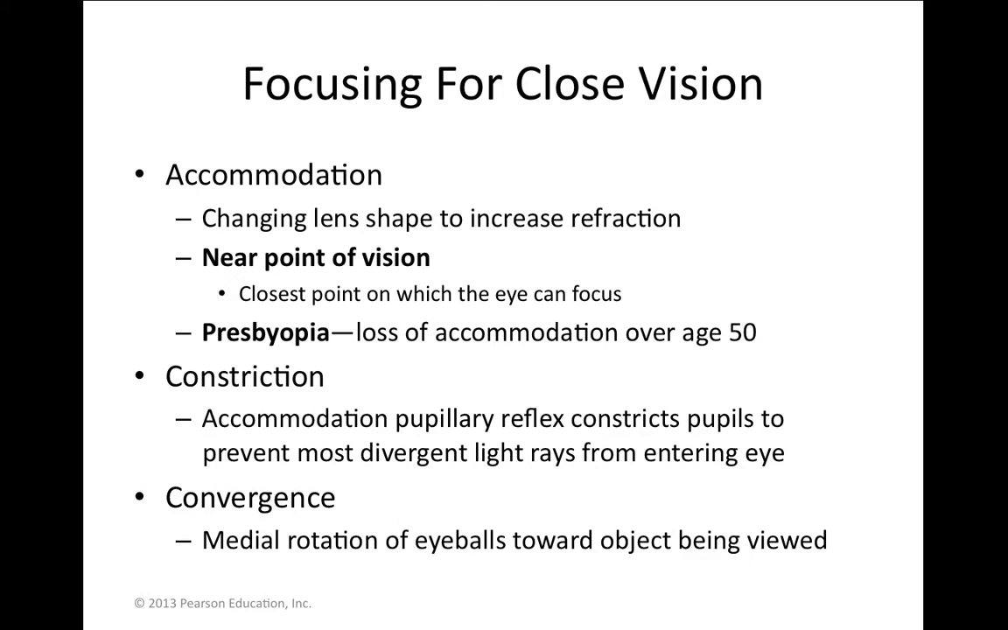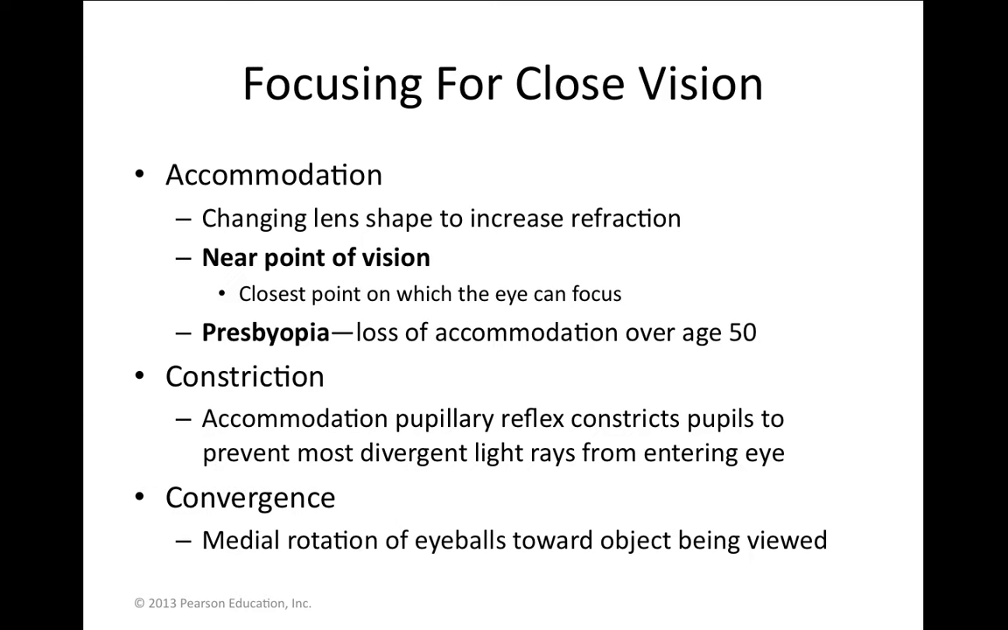Okay, the next would be constriction. So accommodation of the pupillary reflex constricts pupils to prevent more divergent light rays from entering the eye. Essentially, this would be scatter. Photo waves that are going to distort the image and create blurry words or blurry images. So if you don't constrict those pupils, again, when you're trying to read something close to you, you're not going to be able to get the proper image, so you don't see things clearly. You're not going to be able to read. You have to hold things farther away so that your lens has to distort less.